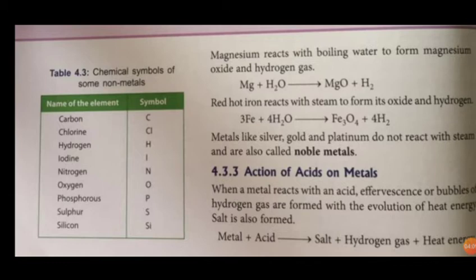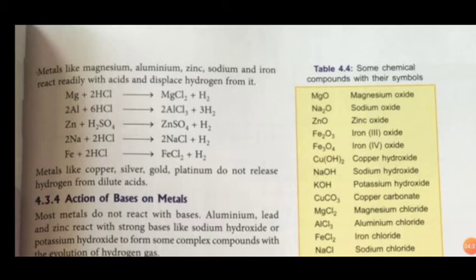Then comes the third one, which is the reaction of metals with acids. So the metals react with acid to form salt and hydrogen gas with the evolution of heat. These are some chemical equations showing how the metals react with acids. Here we have two acids, hydrochloric acid or HCl and sulfuric acid or H2SO4.